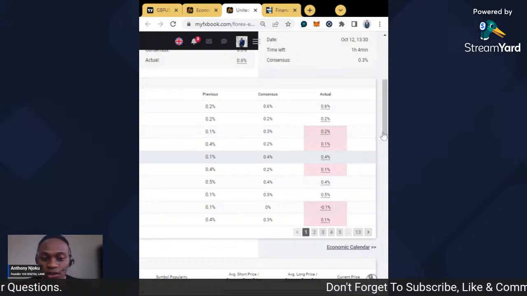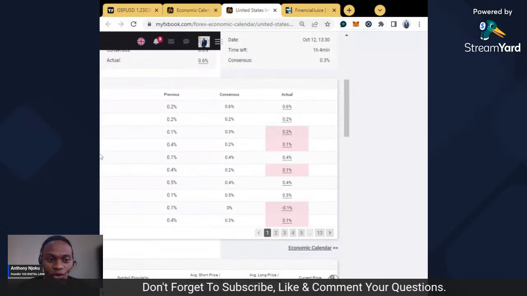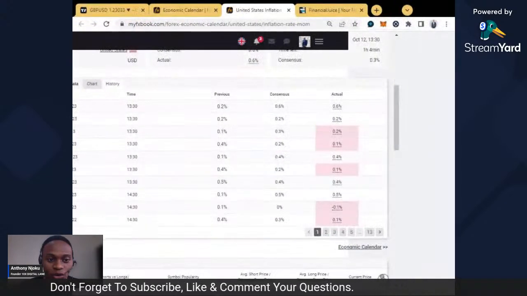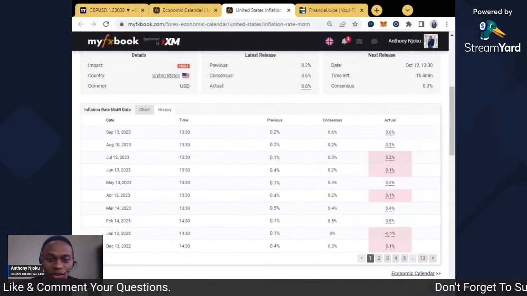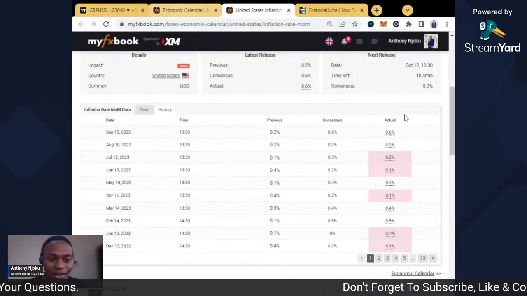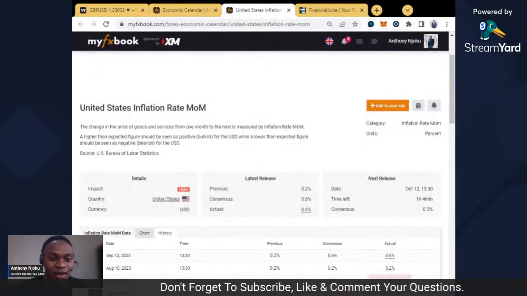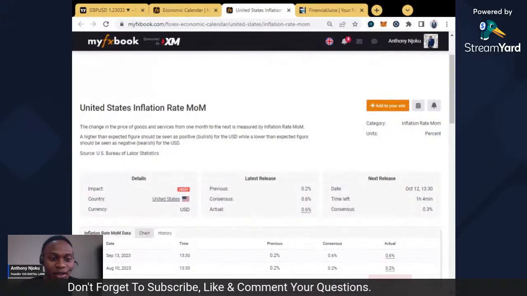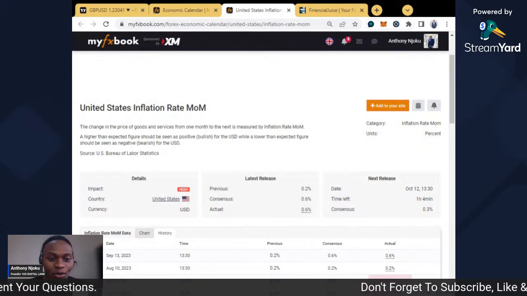So let me break this down for you guys a bit so you understand it much better. This was the data. And what CPI does is, they say here, the change in the price of goods and services from one month to the next is measured by inflation rate month over month. A higher than expected figure should be seen as positive for dollar, while a lower than expected figure should be seen as negative for dollar.